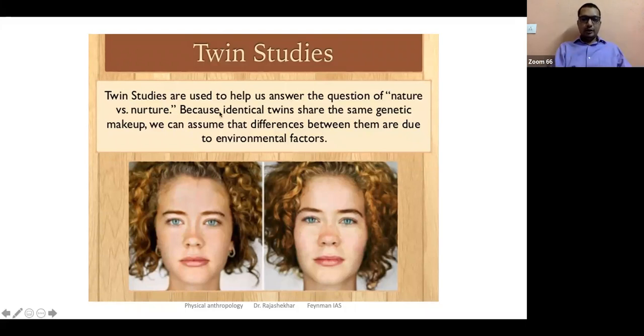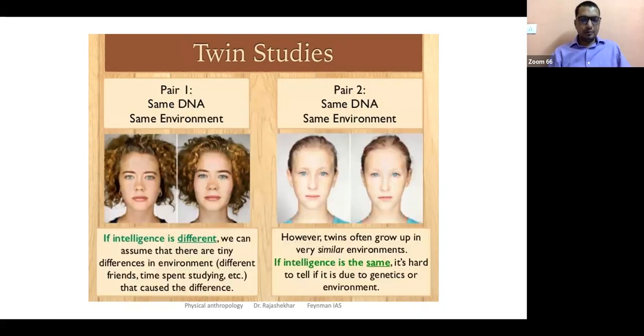Identical twins share the same genetic makeup. We assume that differences between them are because of environmental factors, not because of DNA. So this is one assumption we make. Same DNA, same environment. If intelligence is different, as I was telling you, we can assume that the differences in them are because of the differences in the environment.